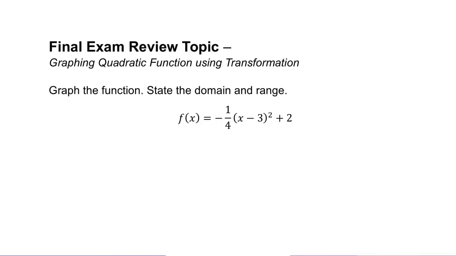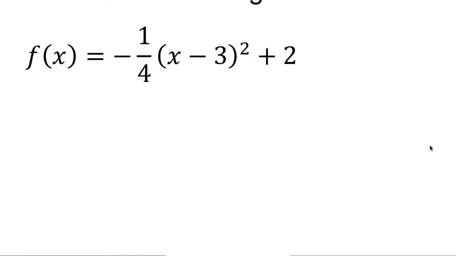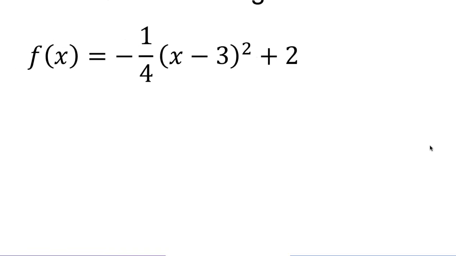We're going over a final exam review topic for Nova Online Math 161, and this one looks like graphing a quadratic function using transformation. Graph the function, state the domain and range. So we have f of x equals negative 1 over 4 times x minus 3 squared plus 2. Let's talk about the transformation over here.